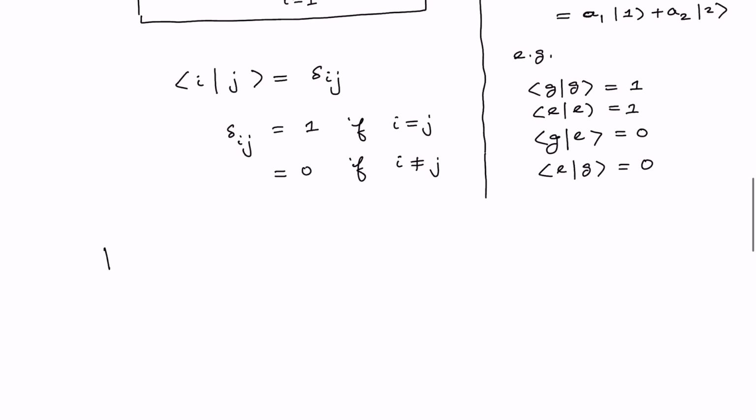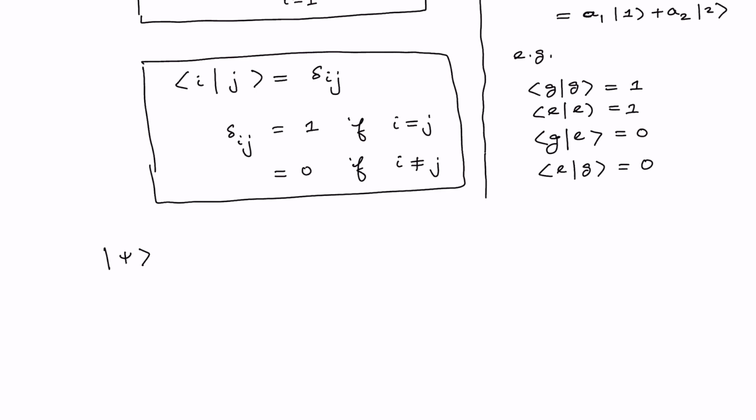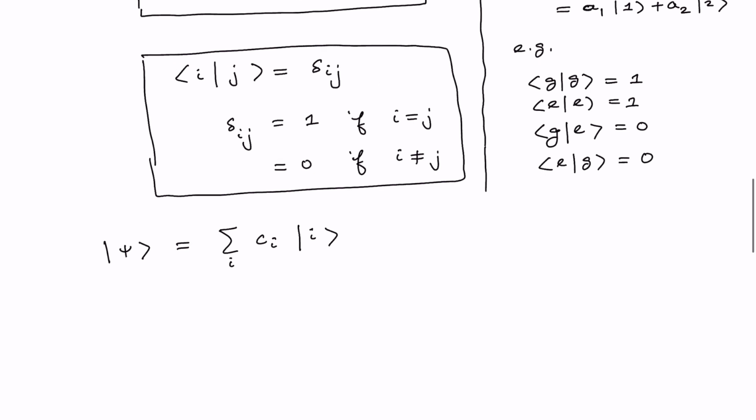So therefore, using this notation and this fact, I can find the coefficient Ci when I write this arbitrary state as a superposition of the eigenstates. This coefficient I can actually work out and find an expression for. To do that, let me name this equation number 1.